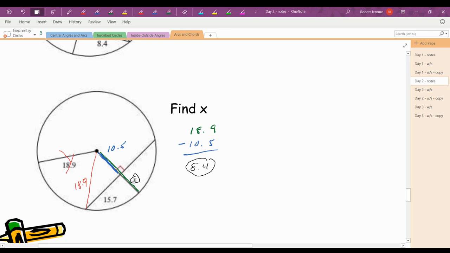So this is combining two previous questions. Pythagorean theorem to find the side of the triangle. And then that is part of the radius. We're looking for the other part. So we had to subtract.